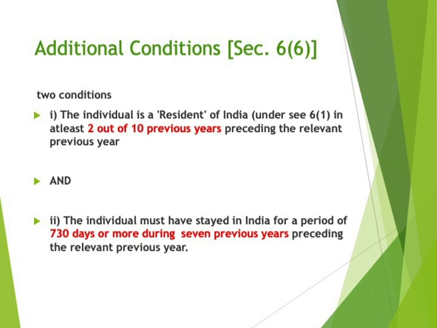It is not like the basic conditions where only one should be satisfied. No, my dear students. Under additional conditions, they have to fulfill both conditions. For example, X is an individual who satisfies the two basic conditions but does not satisfy any additional conditions. In that case, he will be called a resident but not ordinarily resident. What will they be called? Resident but not ordinarily resident, means they satisfy only the basic conditions and not the additional conditions.